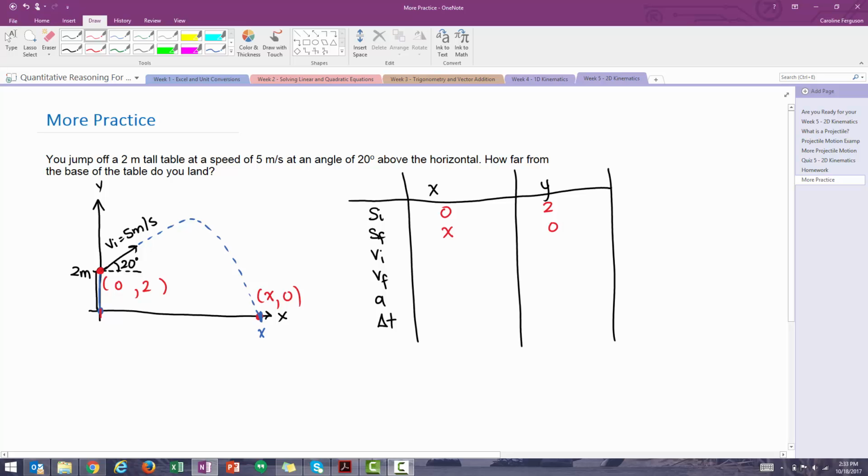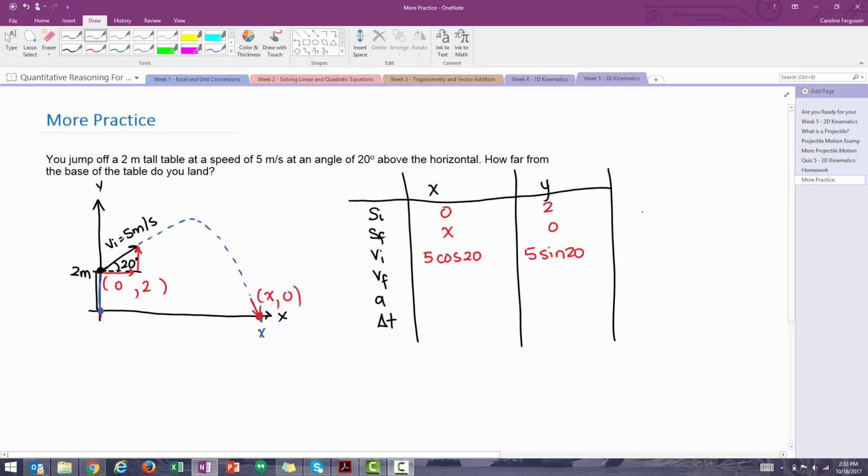Then my velocity. My velocity is 5 meters per second, but it's at an angle of 20 degrees above the horizontal. So when I'm looking for my x component, I'm looking for this vector over here, and that vector is adjacent to the 20 degrees. So it's going to be 5 cos 20. And when I'm looking for my y component, that would be opposite of the 20-degree angle, so I would say 5 sine 20. My V final is the speed that I have when I'm landing on the ground. I don't know that speed, so I'm going to just leave that whole row blank.